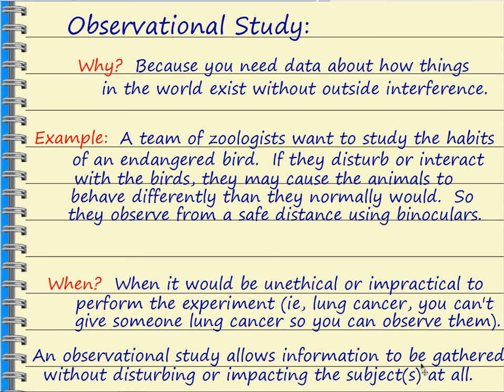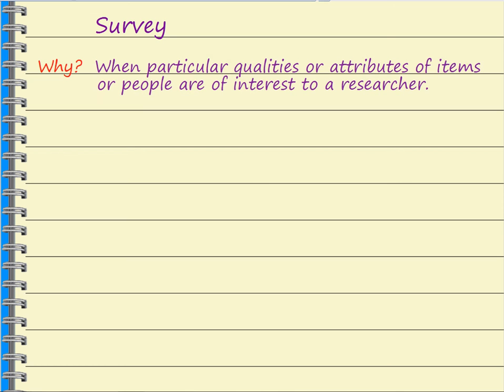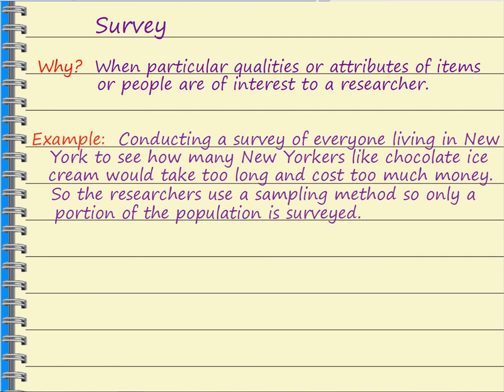So an observational study allows you to gather information without disturbing or impacting the subjects at all. You're just watching. Next, a survey. We do surveys at school all the time, right? So why would you ever want to use a survey? When particular qualities or attributes of items or people, of course, are of interest to a researcher. So sometimes we send a survey out to the parents. What would you like to see here? Basically, you have a questionnaire or you're physically asking people what's going on.